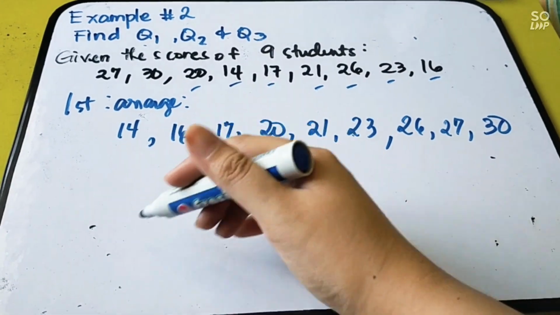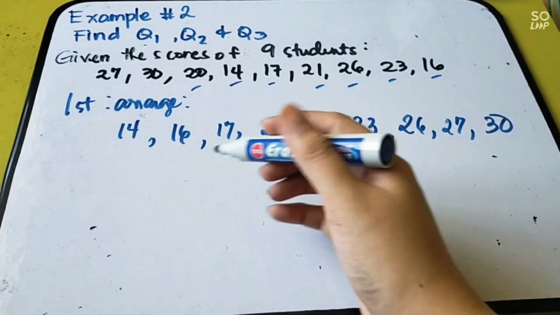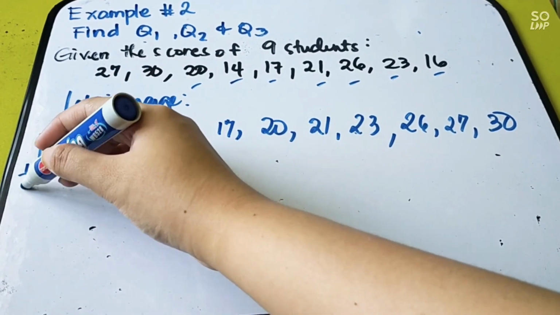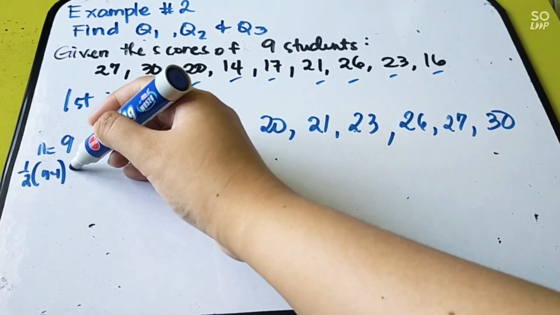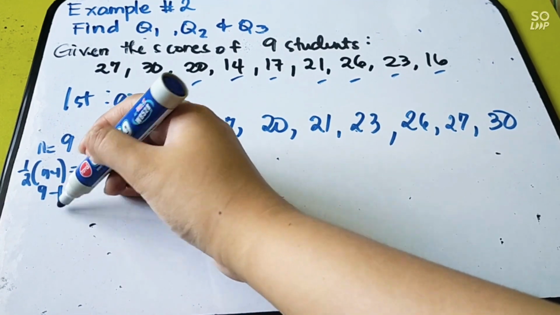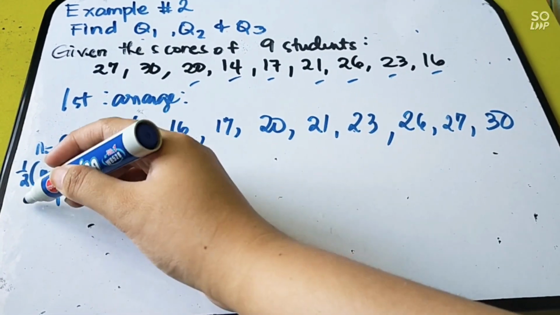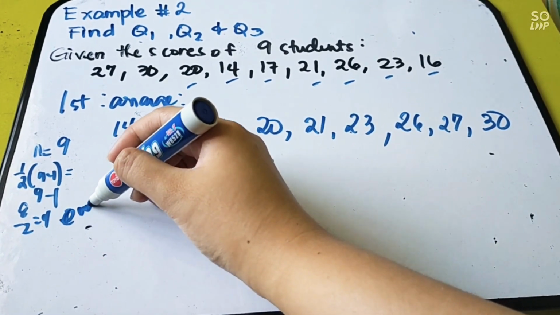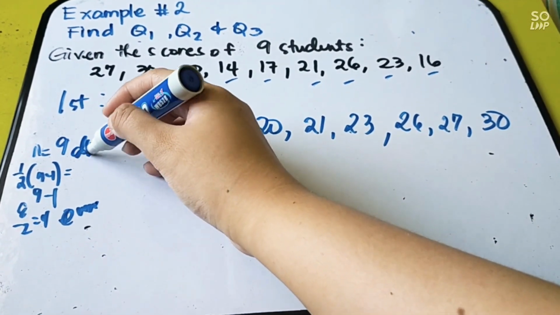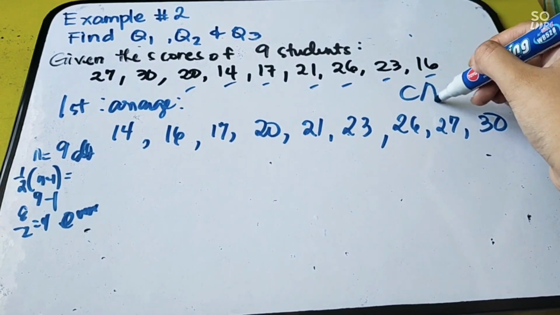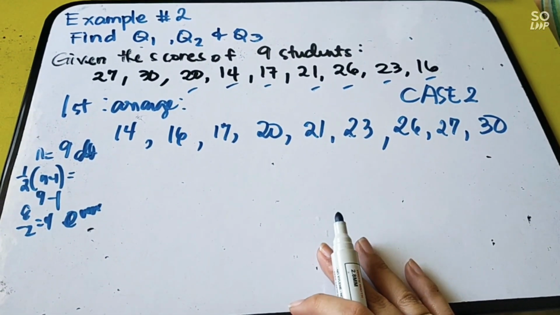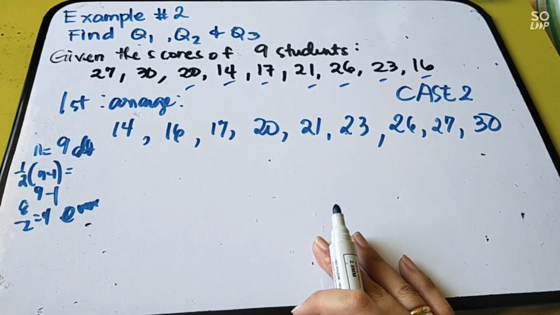So, kanina, odd yung lumabas. Ngayon, 9 siya, odd pa rin. Ang number of n mo, we have here 9. Then, yung 1/2 of n minus 1 mo, let us have, this is 9 minus 1. 9 minus 1 is 8. 8 divided by 2, we have 4. So, we have here even. Ito ay odd. So, this one is case 2. Ayan, case 2. Ayan, kapag ganito ang given mo, we have here case 2.